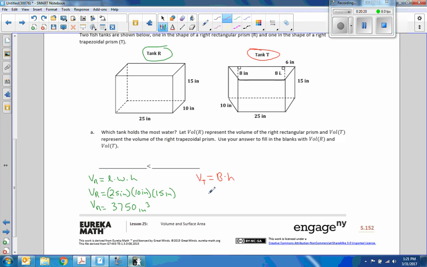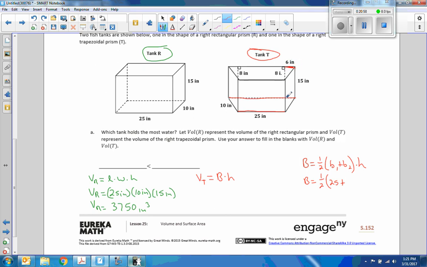The base area is a trapezoid, and the area of a trapezoid is 1/2 base 1 plus base 2 times its height. So first I need to do this. So it's going to be 1/2, and base 1 is 25, plus base 2, which is right here. So I am told that this is 6.